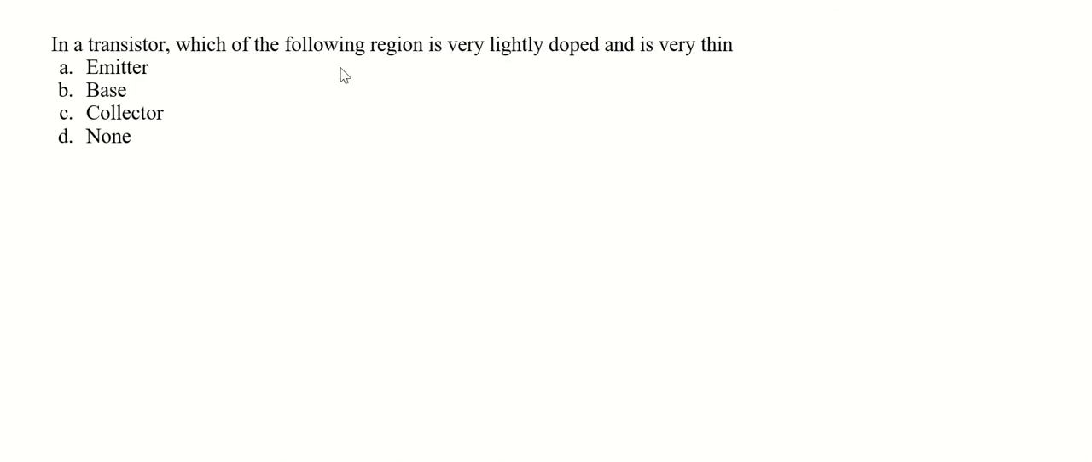In a transistor, which of the following regions is very lightly doped and very thin? It is the base. So in the transistor, emitter is very heavily doped and base is very lightly doped.